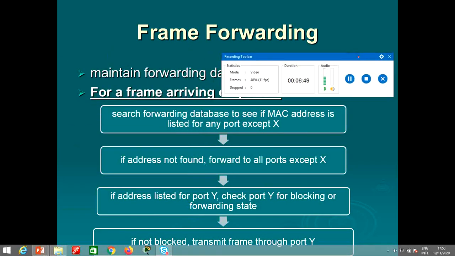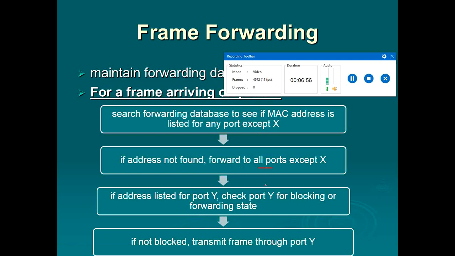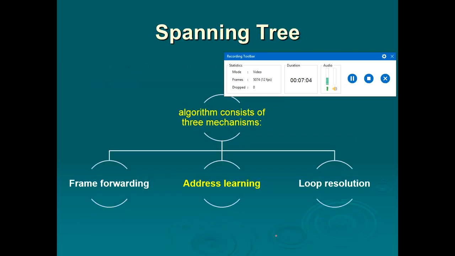So it will search the forwarding database if the MAC address is listed for any port. If the address is not found, forward to all ports except X. If the address is listed for port Y, check port Y for blocking or forwarding state. If not blocked, then transmit the frame through port Y.